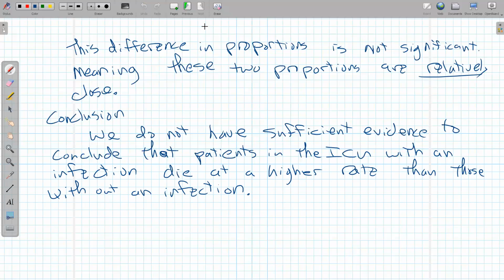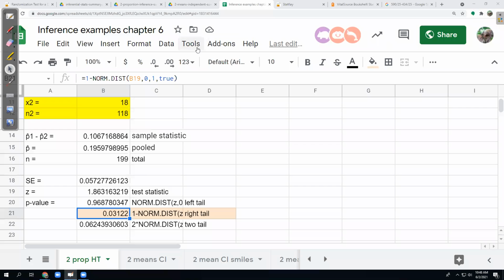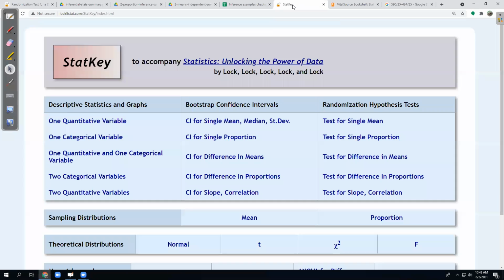All right, so next we're just going to double check this in the StatKey randomization to see if we get a similar result. And the result should be pretty similar. We have pretty good sample sizes here, so the central limit theorem is definitely applicable. Let's give it a try. So to use StatKey, a couple of things have to happen. I got to get to the right page in StatKey.